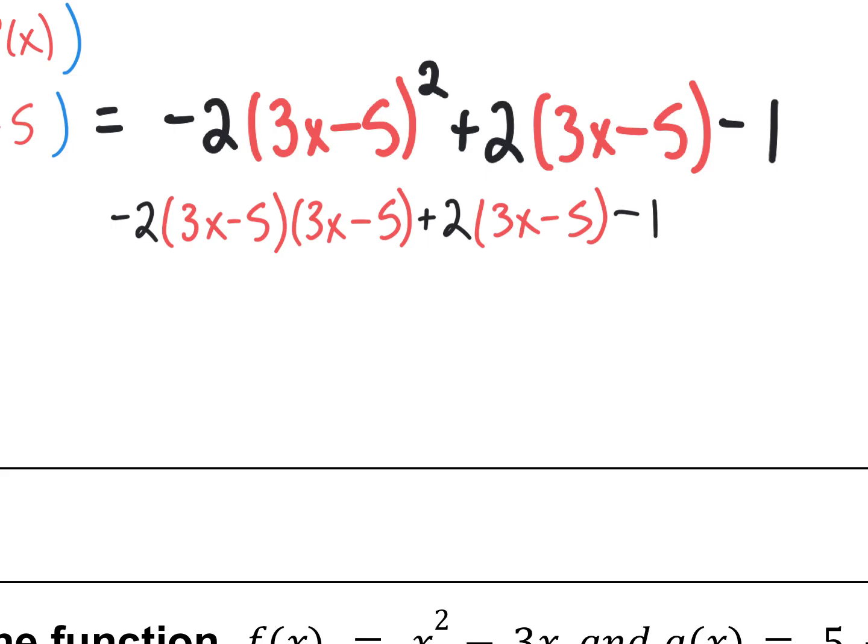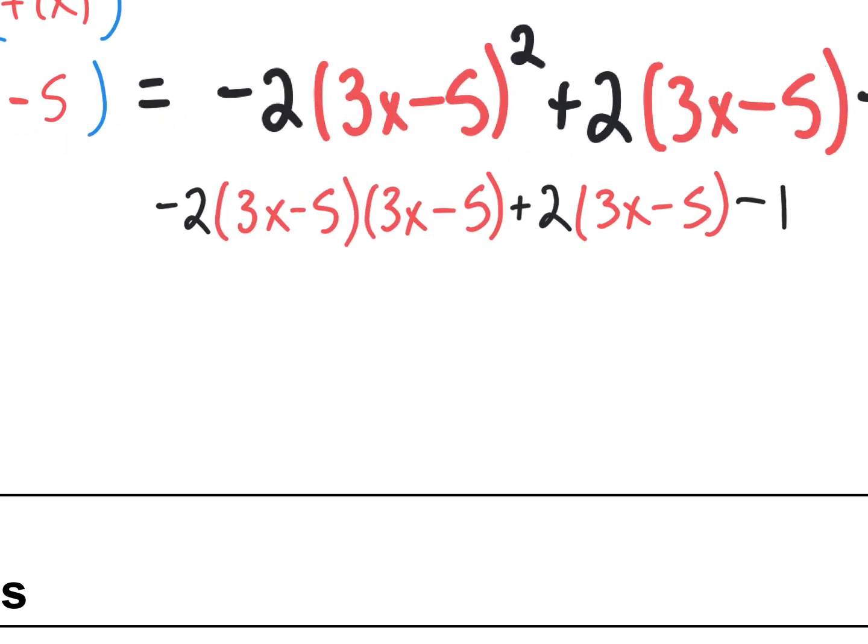However, here's what you can't do and what I see people do time and time again. This negative 2 is only in front of this first set of parentheses, correct? So do not distribute this negative 2 to both sets of parentheses. That is not correct. That's not a thing. Just make sure that you multiply everything once.